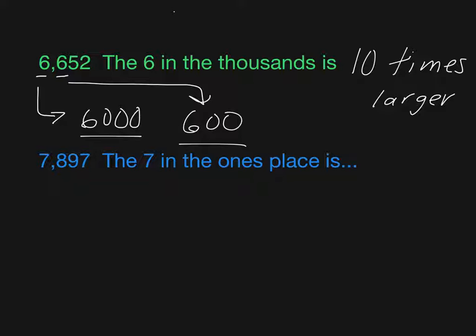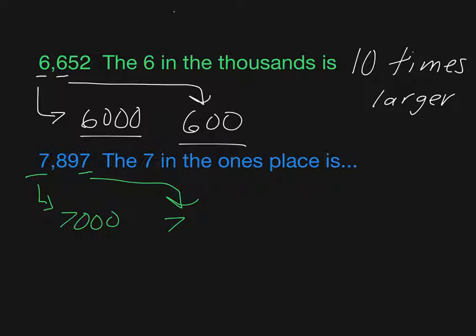Now we're going to move down to our next problem here. We have 7,897. Now we're looking at the sevens. Same thing that we just did above, we're just looking at a different number and different place values. So again, let's take a look at this. Our 7 in the thousands equals 7,000, and our 7 in the hundreds equals just 7. So it should be pretty clear to see which is bigger. All right, our 7 is way smaller than our 7,000.